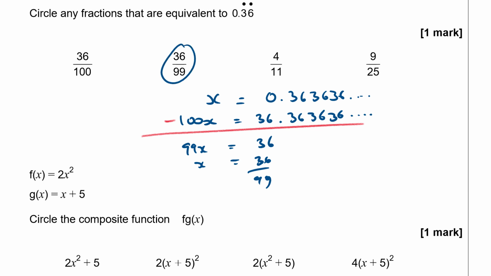Now does it cancel down, 36/99? Yes, actually it does. 36 and 99 have a common factor of 9. So I could cancel this down to 4/11. So that one is also an answer.